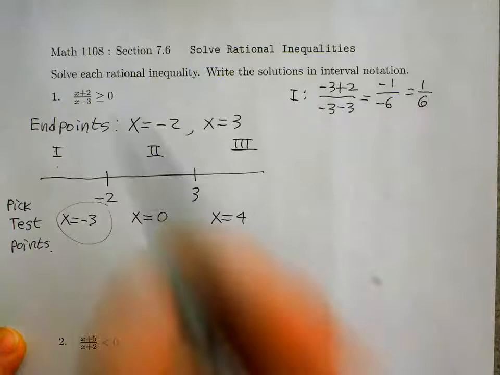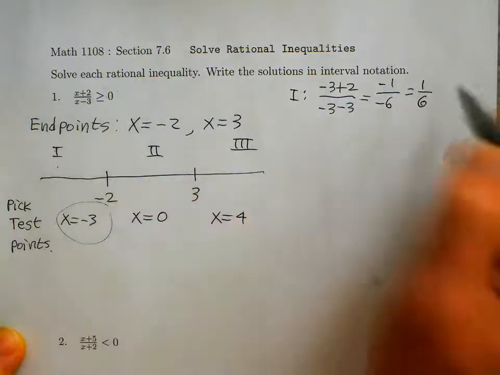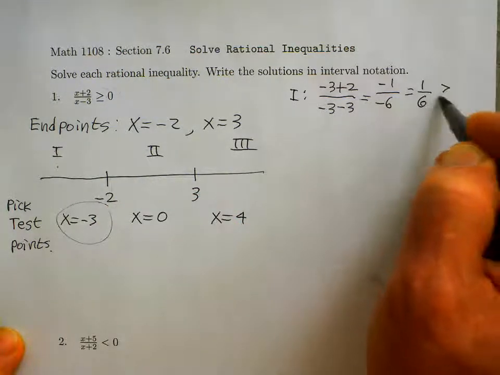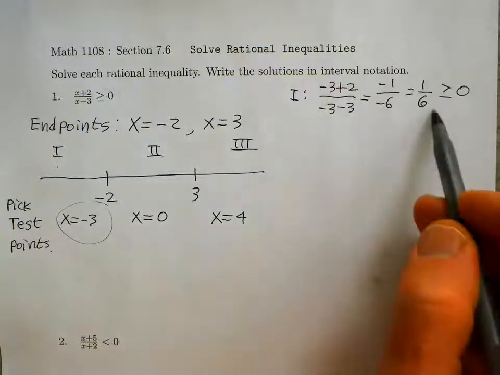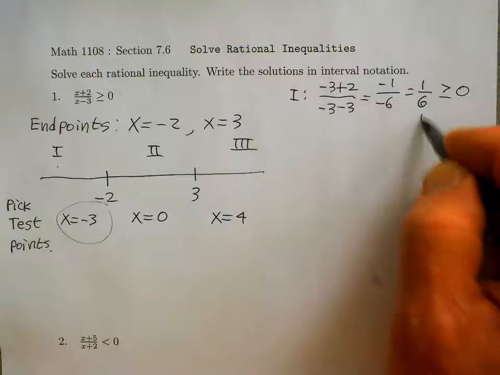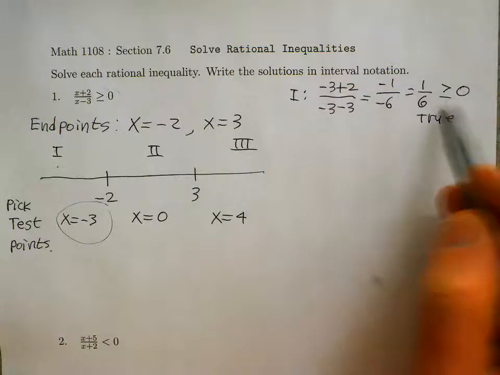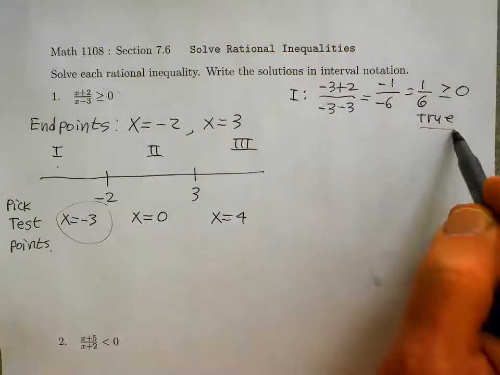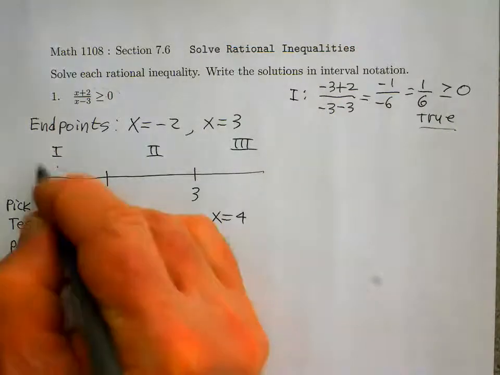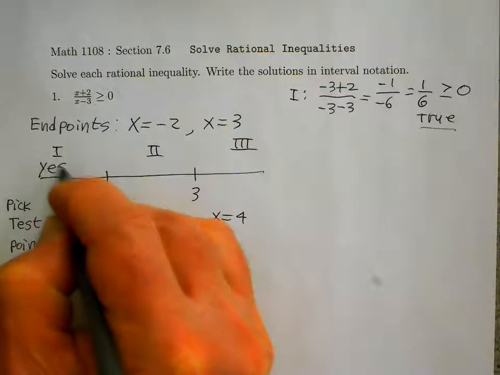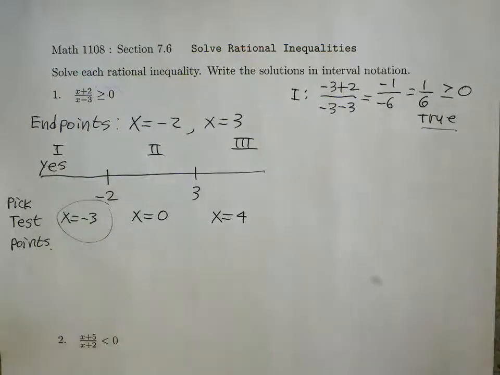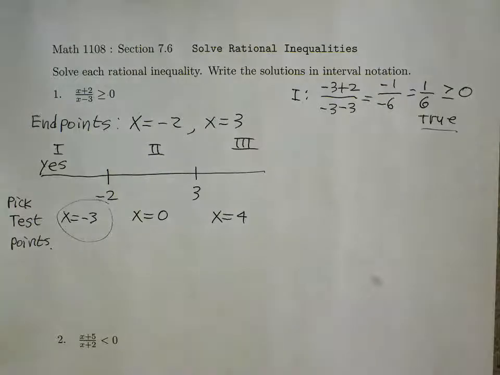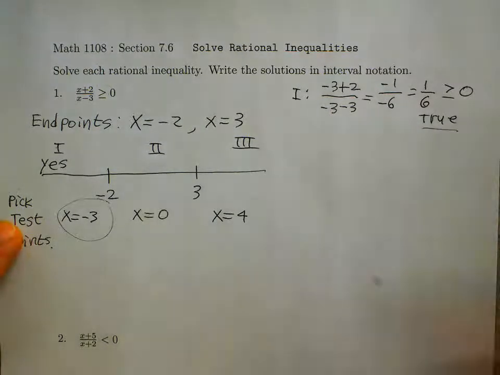And then put in the inequality. The inequality is greater than or equal to 0. This inequality is true. 1/6 greater than or equal to 0 is true. So that means every number in the interval from negative infinity to negative 2 is part of the solution set. Okay, now we'll move on to the second interval.